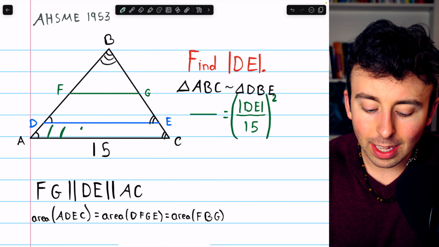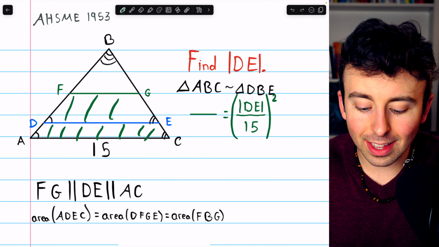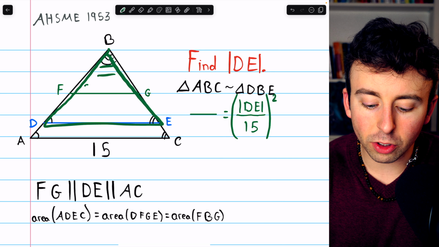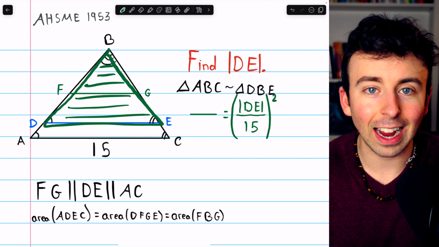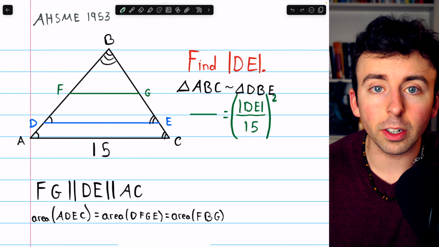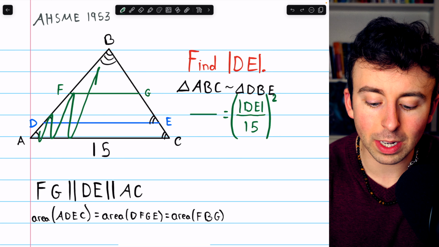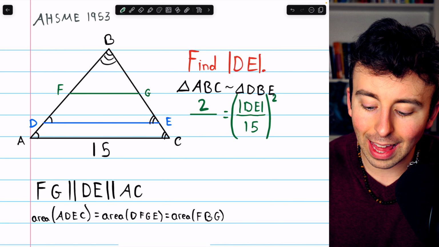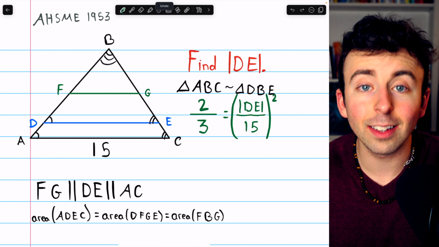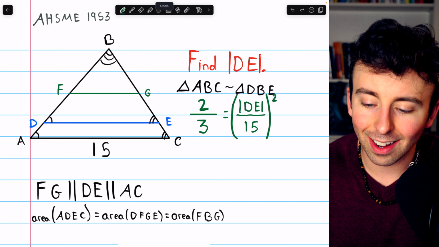Well, the big triangle is made up of three of these equal area sections, and the smaller triangle that it's similar to, this one here, is made up of two of those equal area sections. So the smaller triangle must have an area that is 2/3 of the bigger triangle, because the smaller triangle has 2 out of 3 total pieces. So this ratio on the left is 2/3. So 2/3 equals the ratio of the corresponding sides squared. Now you can see how we're going to be able to solve this for the length of DE.